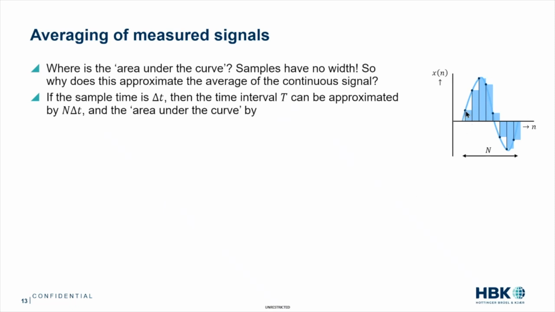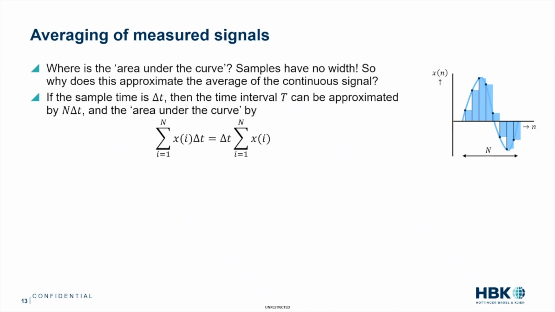this area, for example, when I have this sample, I say, okay, this sample is valid from the time that the sample occurs until the next sample, and then I approximate the area under the curve by adding all those rectangles. And that is then an approximation of the area under the curve. And that looks like this.